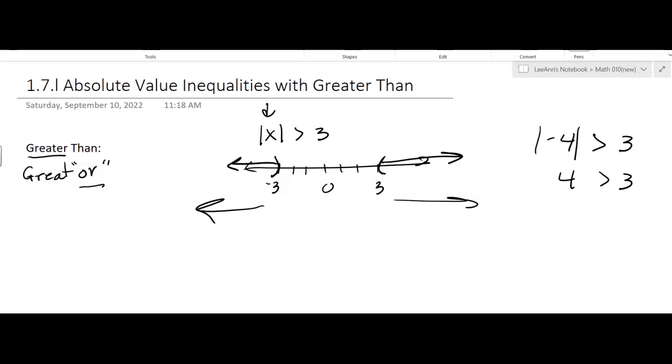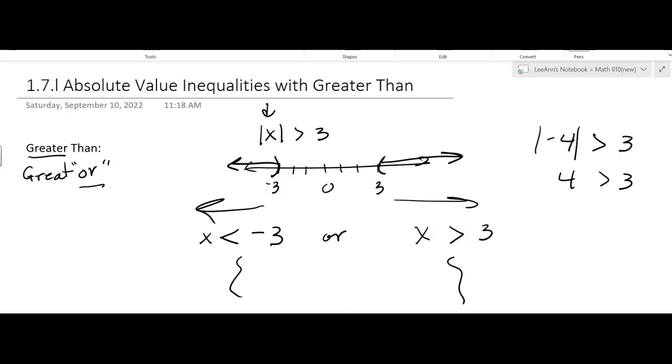So you go to the right, you take whatever's inside the absolute value and you make it greater than whatever the number is, or, and then you take whatever's in the absolute value and make it less than the opposite of that number. Okay? And then if it's an inequality you have to solve, then you solve each of those like that.